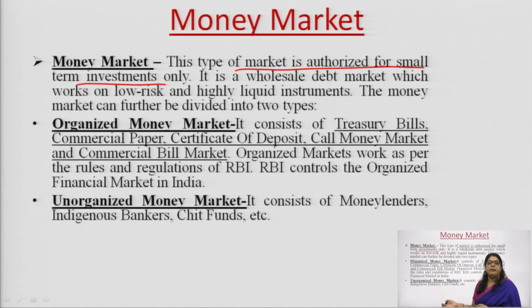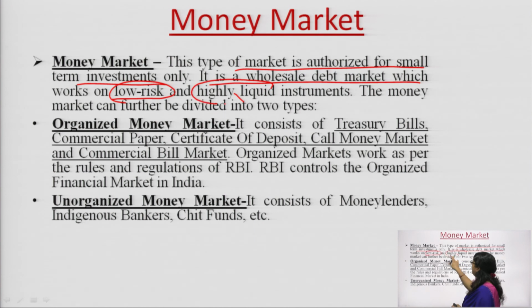For long term, the capital market is there. So, the money market is the wholesale market, the debt market, and it works for low risk and high liquidity. What is this low risk and high liquidity?